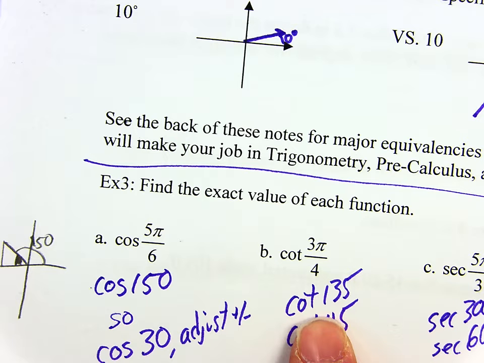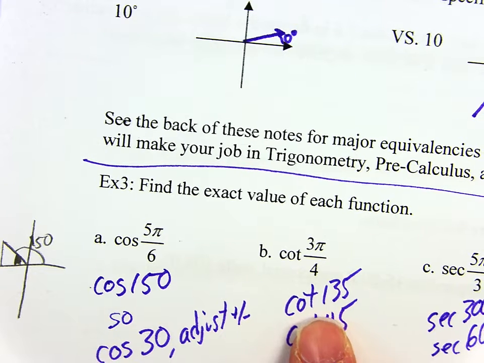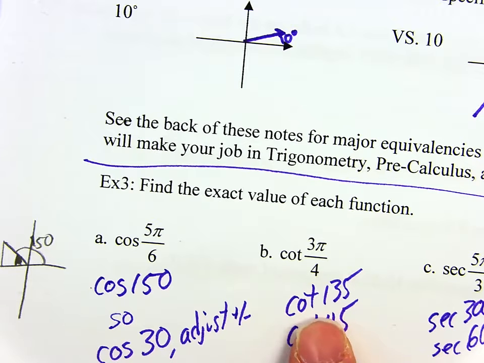Now it's a problem just like you did last chapter. So it's not really 135 that I'm concerned with. I'm really talking about the reference angle, which is 45. So I'm just going to look at my chart for the cotangent of 45, which is 1. And then I just got to ask myself if I have to change the sign.